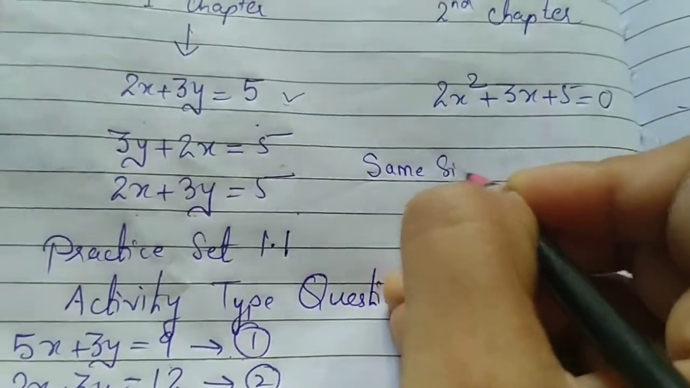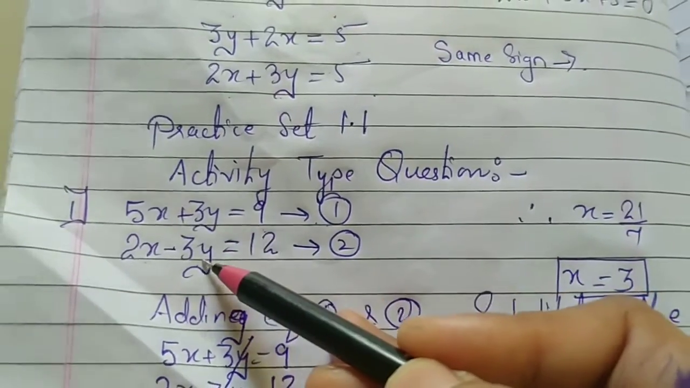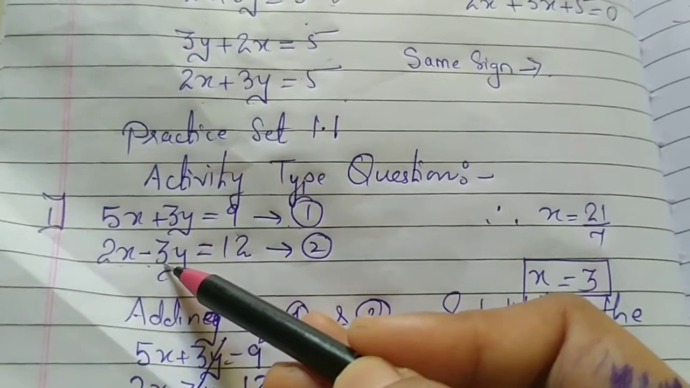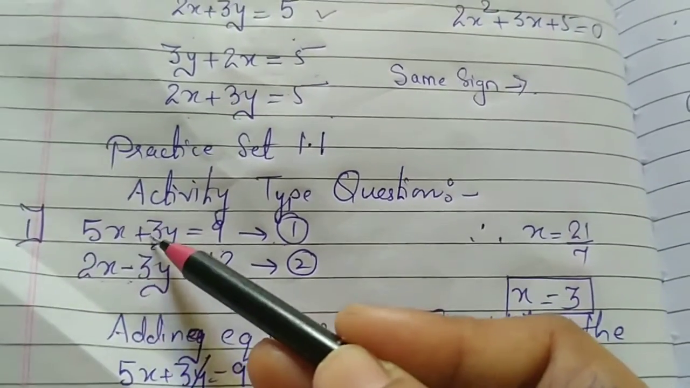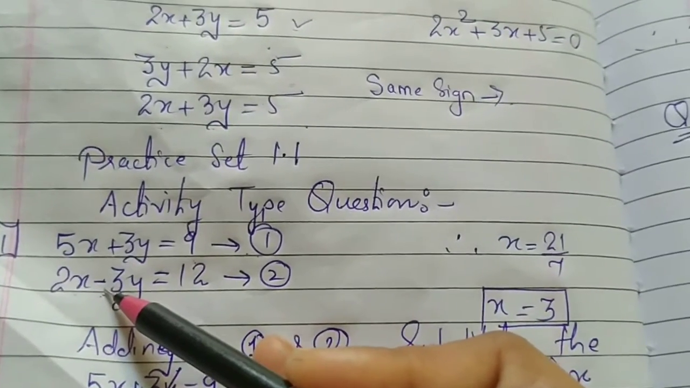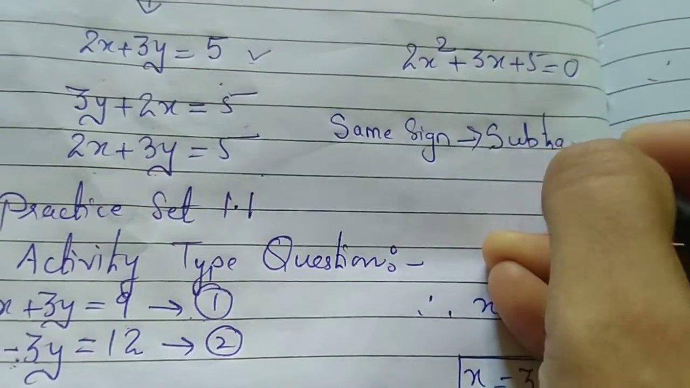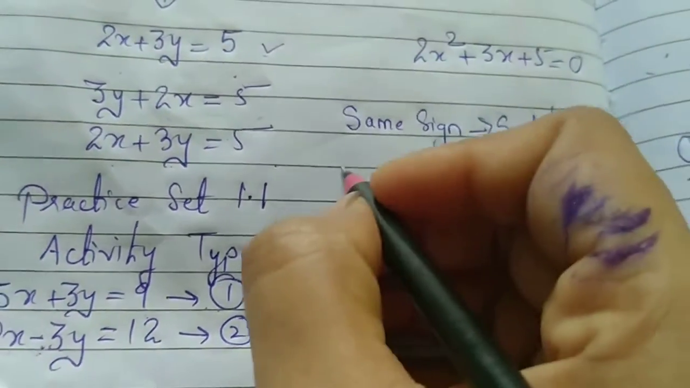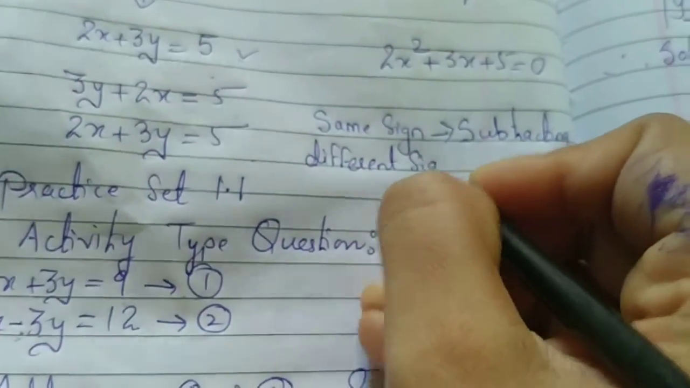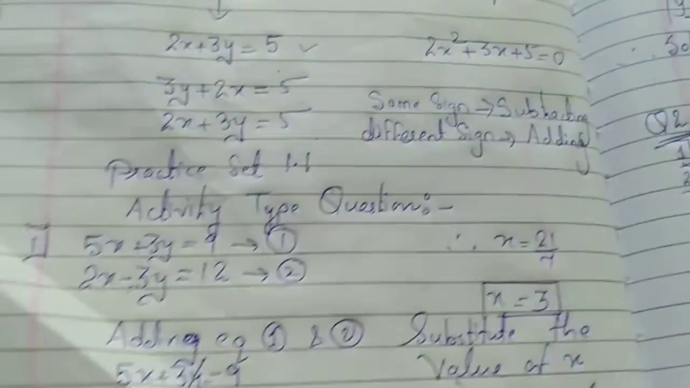For same sign, means here you can see this 3y and this 3y, right? The coefficients are same. If the coefficients are same, you have to see the sign. If it is same sign, that means here also plus, here also plus, then you are going to do subtracting. And if it is different sign, means one will be plus, the other one will be minus, then you are going to do adding. Okay. That is the main thing.